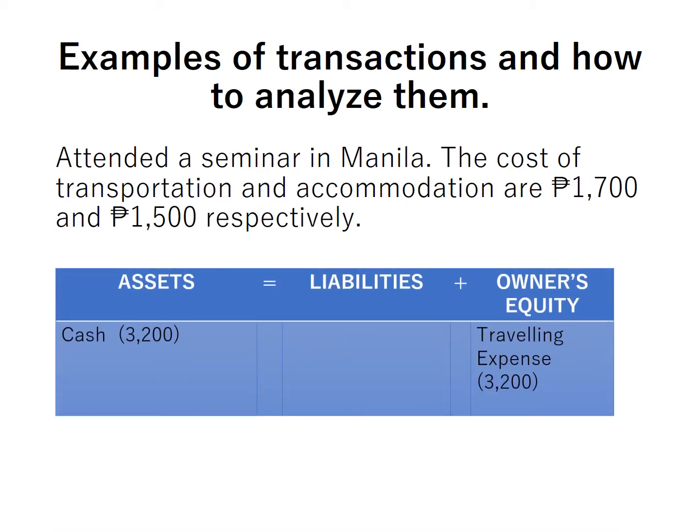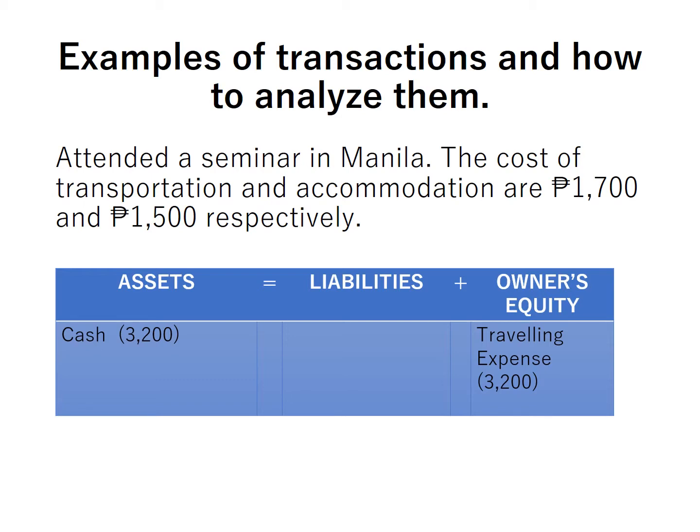What accounts are affected? The first account affected is cash because there's a payment. The other account affected is traveling expense. We can use this account to record the cost of transportation and accommodation. What is the effect of the transaction to the cash account? Cash is decreased by 3,200 because there's a payment, 1,700 plus 1,500.